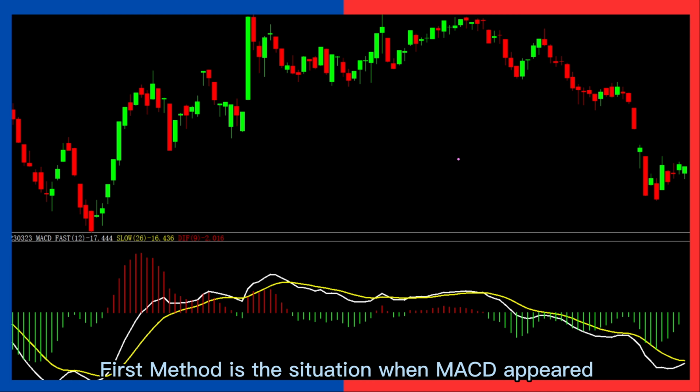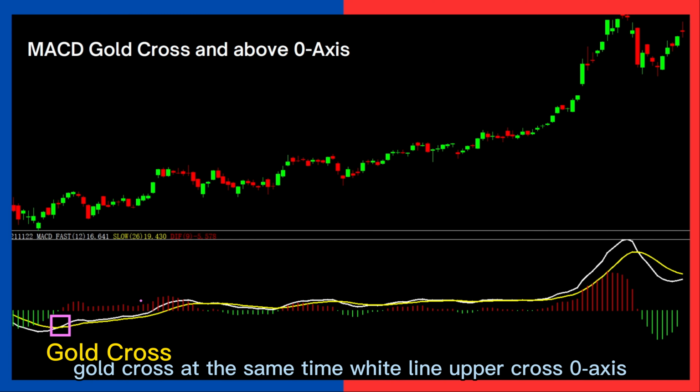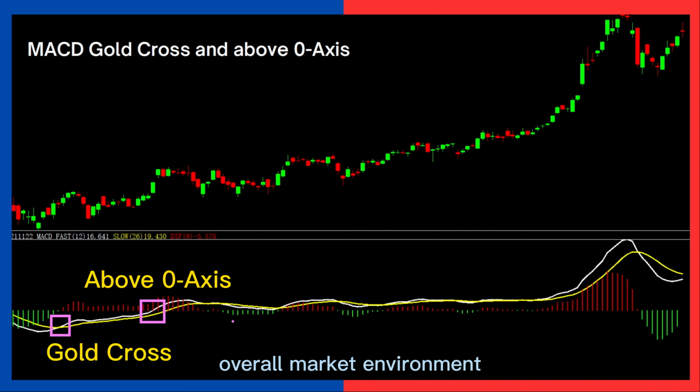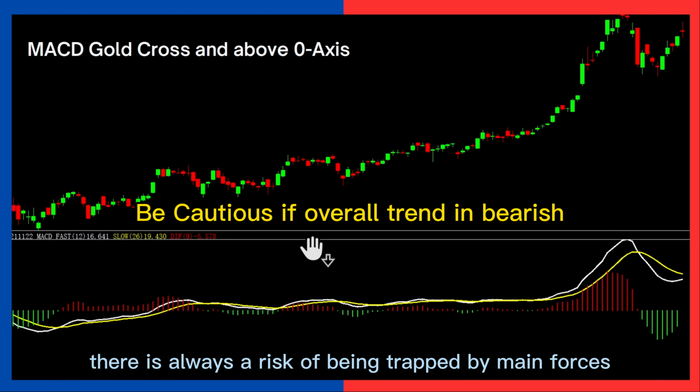The first method is the situation when the MACD shows a golden cross at the same time as the white line crosses above the zero axis. This situation is suitable for bottom fishing. However, you still need to pay attention to the overall market environment and the overall trend. If it is a bullish market, you can participate. But in a bearish trend, there is always a risk of being trapped by the main forces.